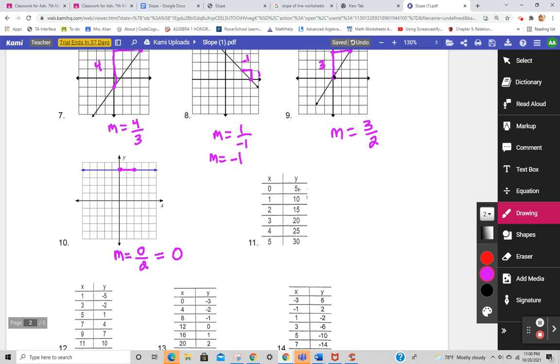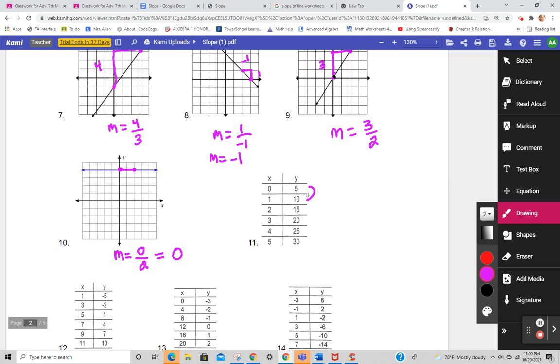Now we're given a table instead of a line. And we should still be able to find the slope given this table, because this table here, if we graphed it, it would give us a line. If we plotted all these points, we would have the line. But they didn't give us the line. They gave us the set of values that would give us a line if we graphed it. So what we're going to do is find the slope, but we're going to find it differently because we're using a table here.